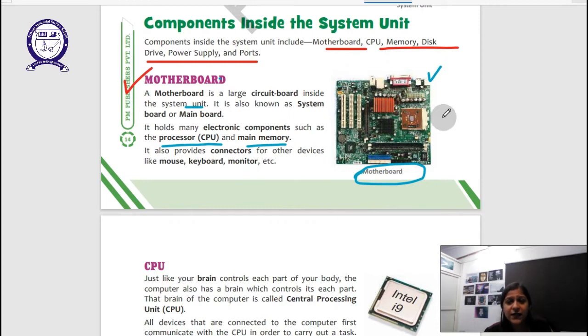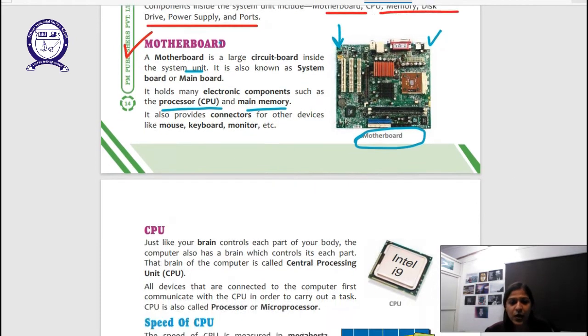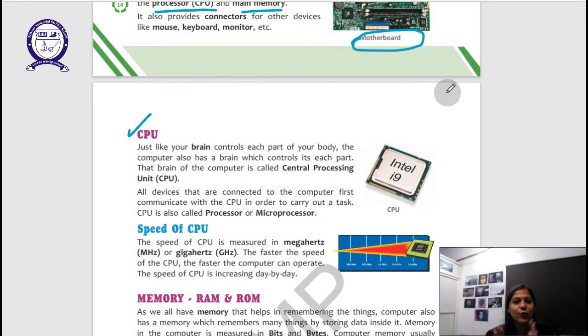Our processor is here, our RAMs are attached here, and our connectors for various devices. So everything that we connect on the outside of our CPU connects to this main thing. This is the main thing of any computer. CPU: everybody calls the whole system the CPU, but the CPU is the main simple chip, the processor. That is called the CPU.